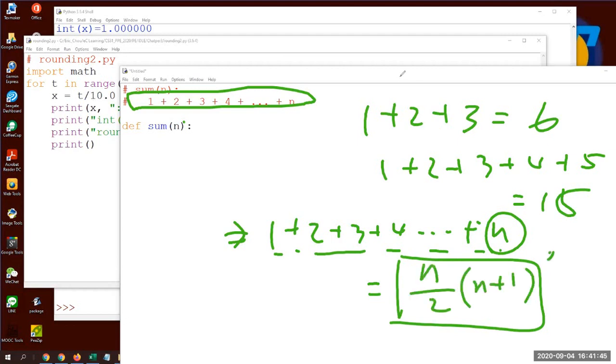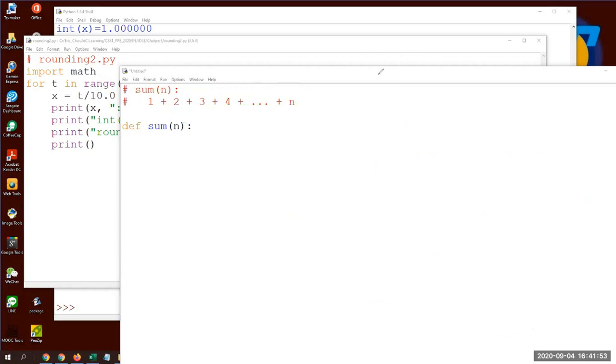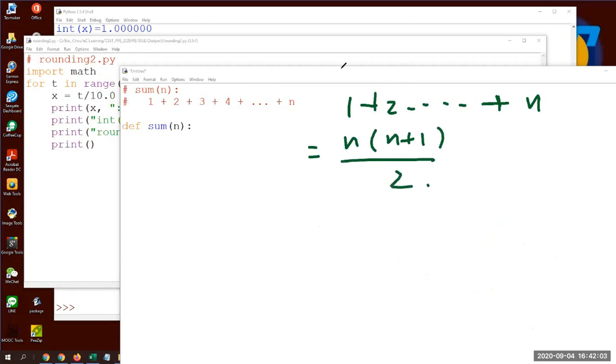Okay, but this equation is correct, but how can we derive it? So the sum of 1 plus 2 plus up to n will be equal to n times n plus 1 divided by 2, right? How to derive it? Let's erase this part. Let's assume that this guy is called S, right?